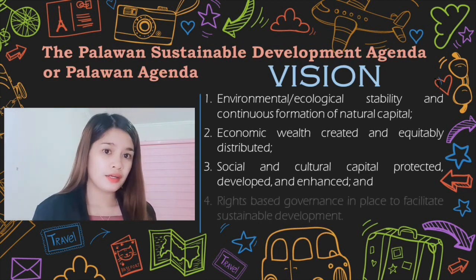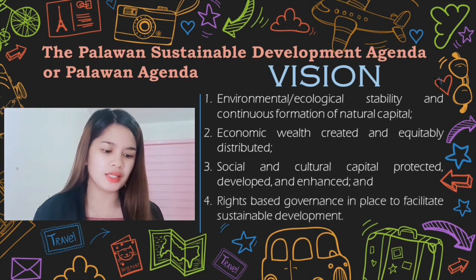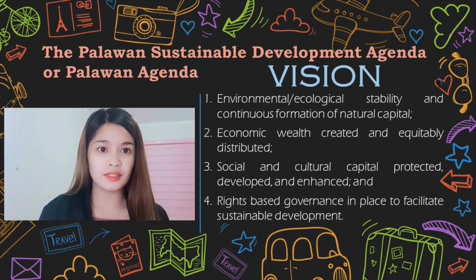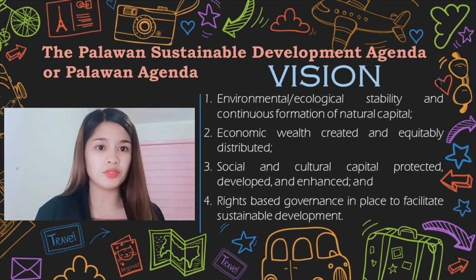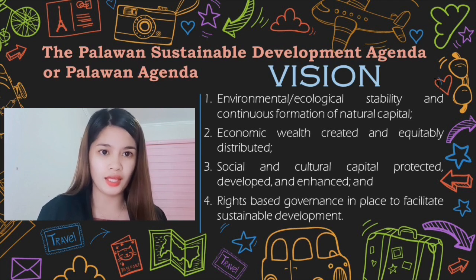Number 4, rights-based governance in place to facilitate sustainable development. So, yung government kasi, sila talaga yung may pinakamataas sa posisyon at nakakaalam ng mga buong pangyayari sa isang buong lugar na yon. So, dapat, kapag mag-i-implement sila ng mga decisions, dapat nakaplan yon at para maging ready sila. So, dapat alam nila yung mga dapat gawin at hindi. Dapat alam din nila yung mga lugar na dapat i-improve para ma-facilitate yung development.